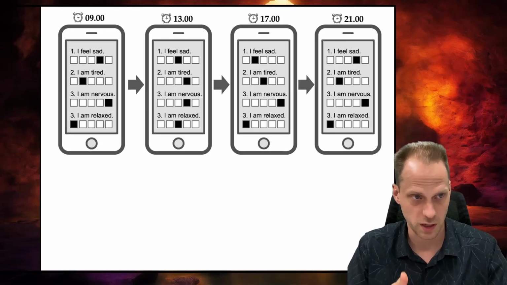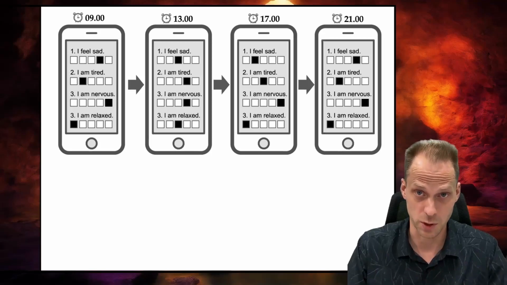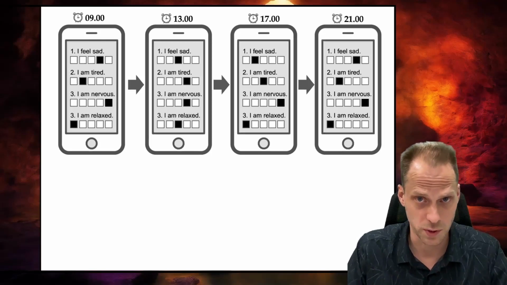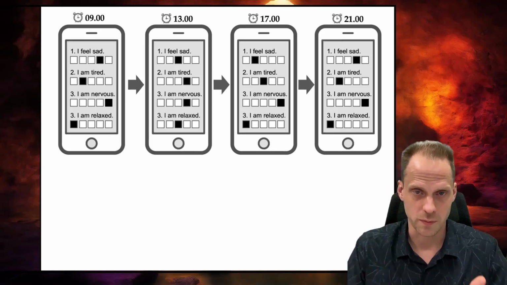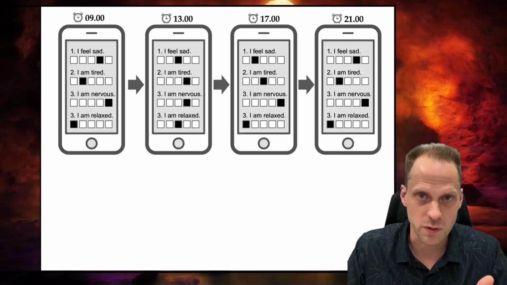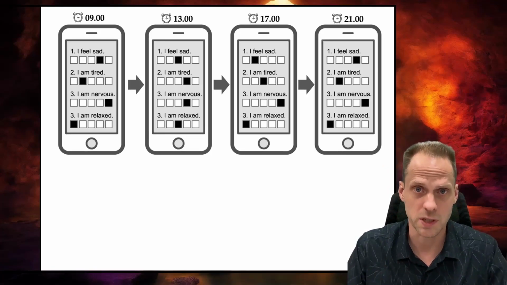For example, I'm sad, I'm tired, I'm nervous. And you might get multiple responses per participant per day, leading to quite a lot of responses overall if you do this for a few weeks, for example, per participant.